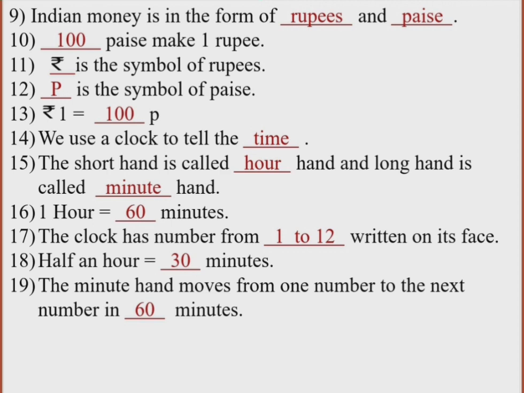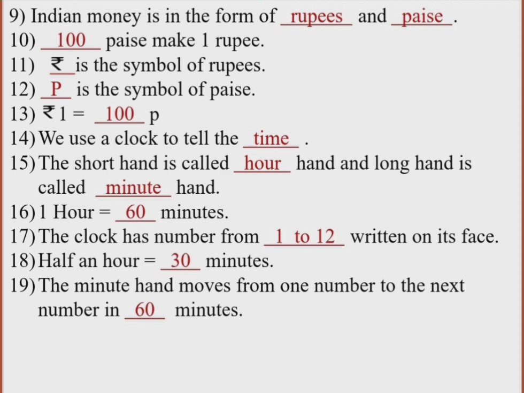14th, we use a clock to tell the time. 15th, the short hand is called hour hand and the long hand is called minute hand. 16th, 1 hour is equal to 60 minutes. 17th, the clock has numbers from 1 to 12 written on its face. 18th one, half an hour is equal to 30 minutes. 19th one, the minute hand moves from one number to the next number in 5 minutes.